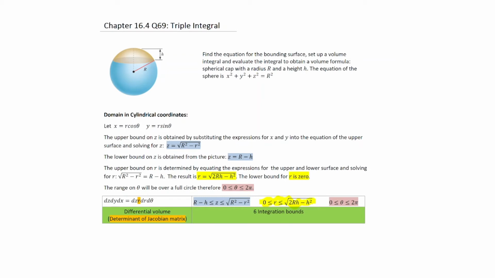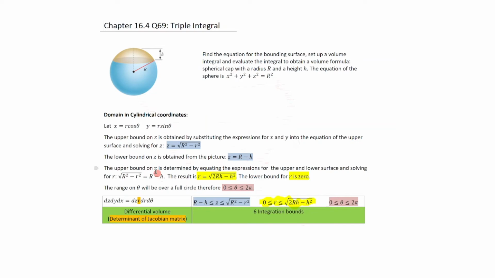So in this case, again, x becomes r cos theta, y becomes r sine theta. The upper bound on z is obtained by substituting the expressions for x and y into the equation of the upper surface and solving for z. So I put it into this equation, solve for z, and I end up with this expression here, capital R squared minus little r squared. The lower bound on z is obtained from the picture. So this height here will be this radius R minus this height h. So that's the lower bound on z. So we've got the upper bound and lower bound on z.